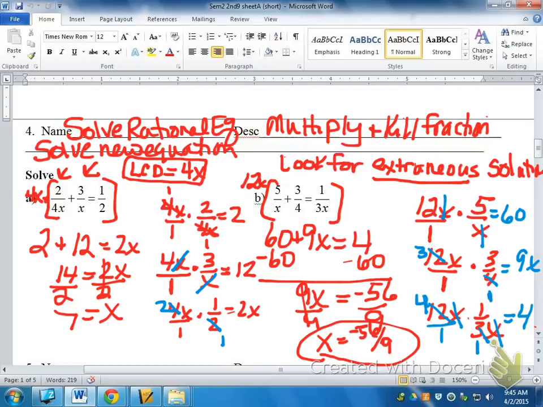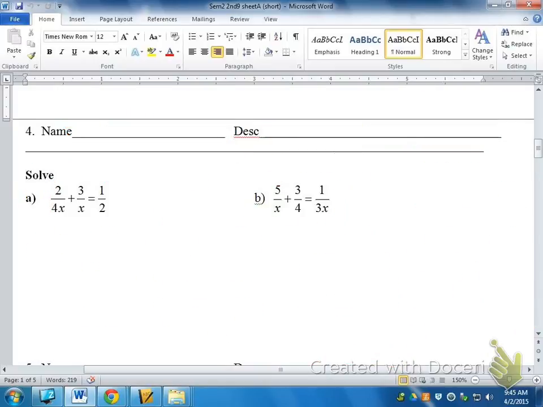Negative 56 over 9. How many people got that on their own? Anybody? Okay, looks good. All right, is there anybody that needs the writing, or can I move on? Okay, good deal. Let's go on to number 5.